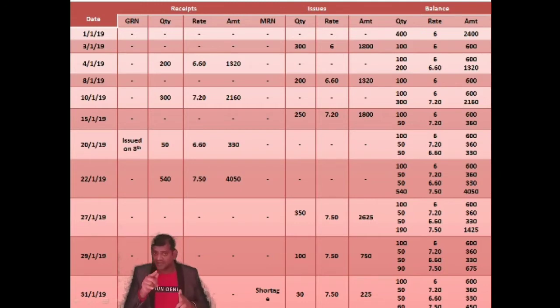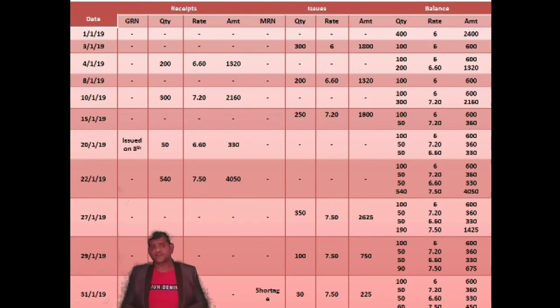If you look at the problem on 4th January 2019, in the balance column, 200 units were there at rupees 6.60. That same stock has been issued on 8th January 2019. So 200 units at rupees 6.60, the amount comes to 1320. The balance left over on 8th January is 100 units at rupees 6 per unit, 600 rupees.